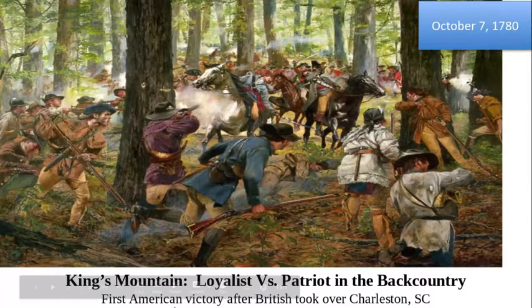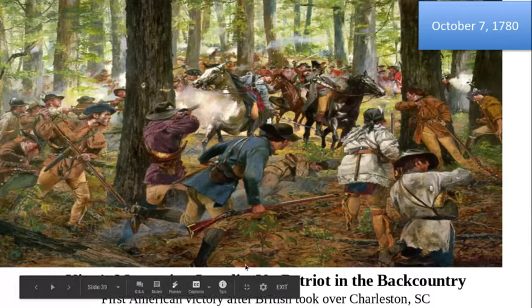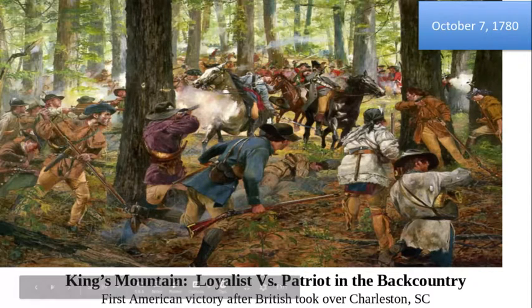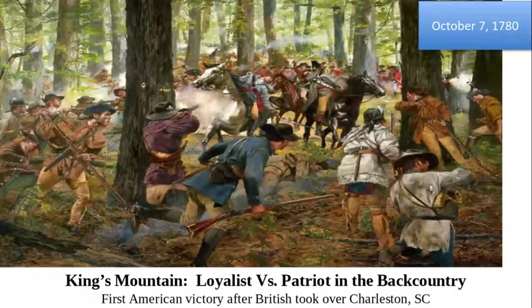Patriots and loyalists. We're not talking about red coats and blue coats here. We're talking about militias. We're talking about people who knew each other, neighbors, maybe even friends before the war, people they did business with, people they went to church with. And sometimes those fights can be the ugliest fights of all, because when you know somebody, you can't believe they would take the opposite side of you.